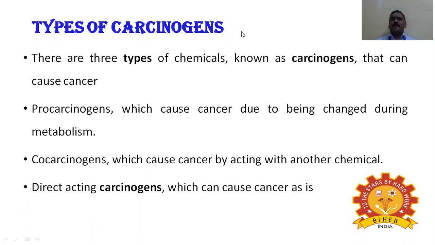Next, I'm coming to the types of carcinogens. There are three different types of chemicals known as carcinogens. Number one, pro-carcinogens. Pro-carcinogens cause cancer due to being changed during metabolism. The second is co-carcinogens, which cause cancer by acting with another chemical. And directly acting carcinogens can cause cancer as they are.